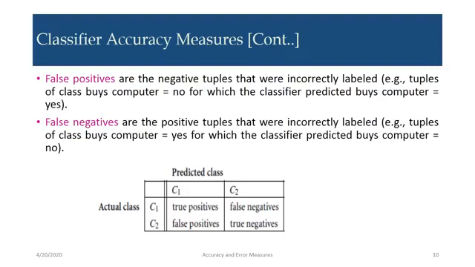Now what is false negative? It is the positive tuples that are incorrectly labeled. Suppose we have a tuple in the positive category, for example buys computer yes, but the classifier predicts that buys computer is equal to no. So falsely it has been shown as negative, but actually they are positive tuples. So these four terms you have to remember.